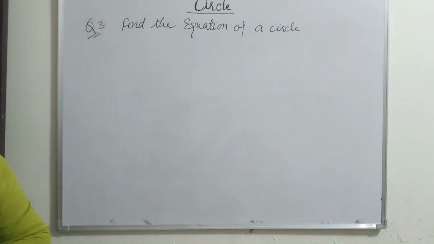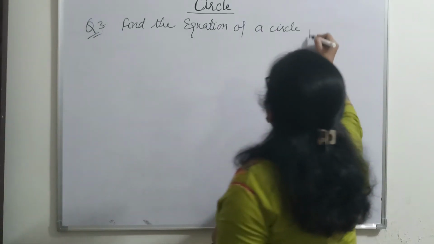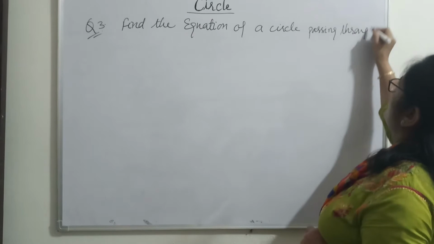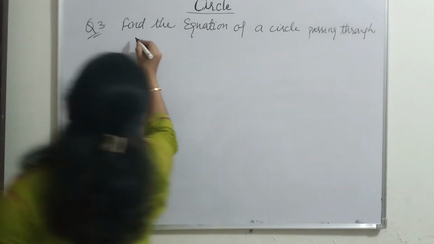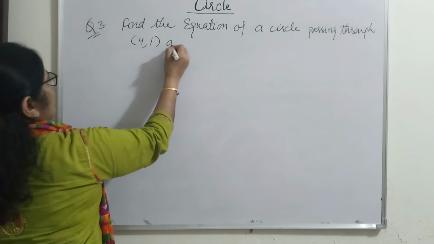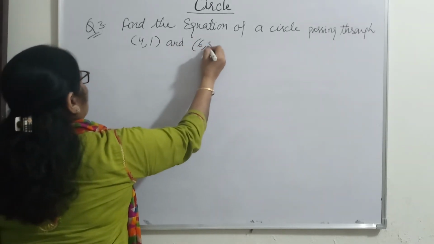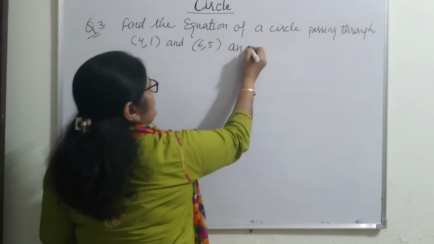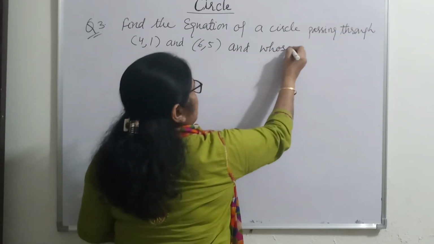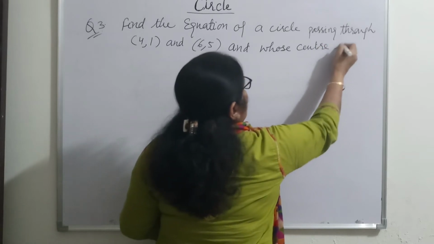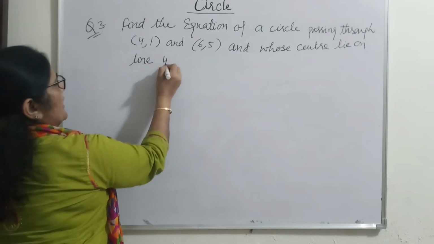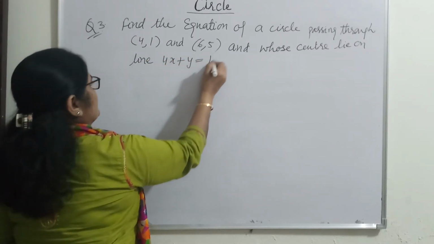Find the equation of a circle passing through (4, 1) and (6, 5), and whose center lies on the line 4x + y = 16.